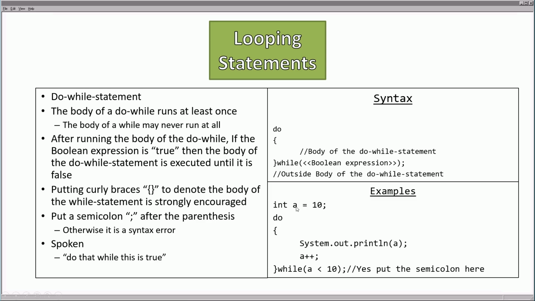Now let's take a look at this example. We assign integer a the value of 10. The body of a do-while loop runs initially. So this would system.out.println the value of a, so 10 would print out. Then we increase a by 1, making it 11. 11 is not less than 10, so this actually doesn't loop again.